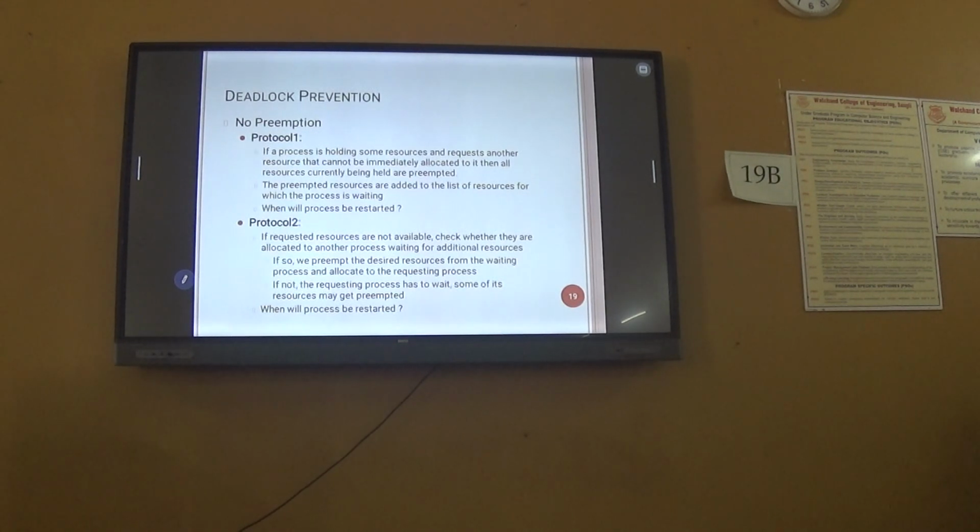We have discussed two scenarios, na? Revoking from this person, what's your name? Shashank, what's your name? Prajwal. Revoking the resources from Prajwal or revoking the resources from Shashank is the protocol 1.